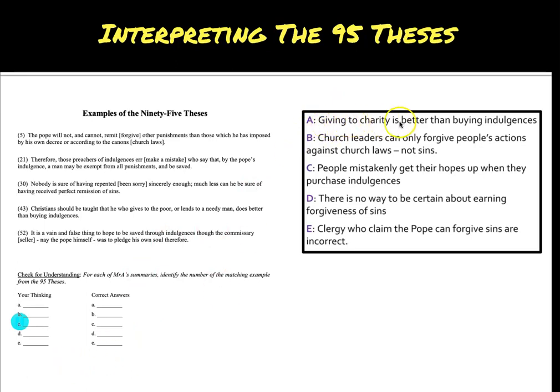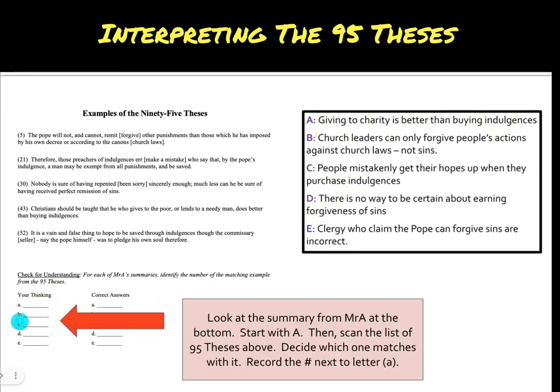So, for example, giving to charity is better than buying indulgences. And then on this little list here on the left, you'll go through and decide which of these 95 theses best matches that summary. So essentially, which of my sort of modern translations would best fit his original ideas. For example, letter A, if I scan through this list, I think matches up with number 43. So you'll write that on your own sheet. Do the same for the rest of these.